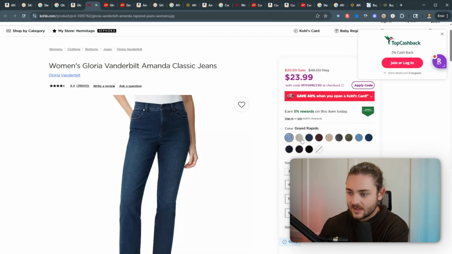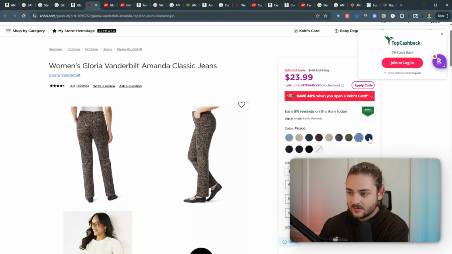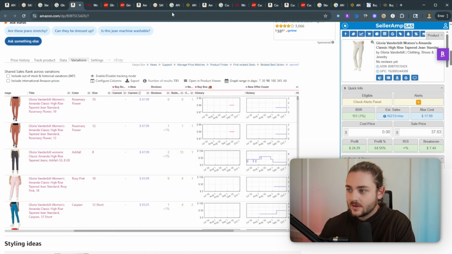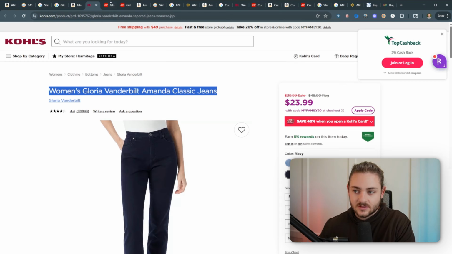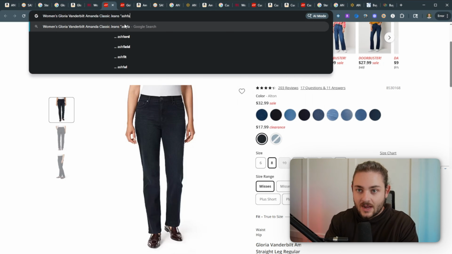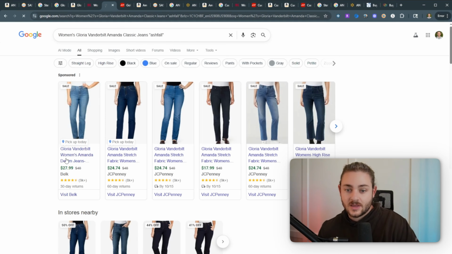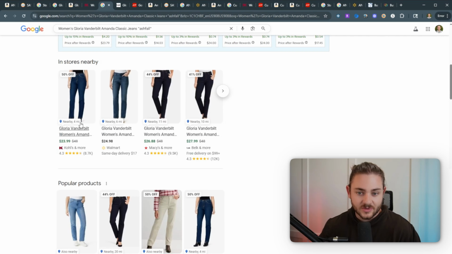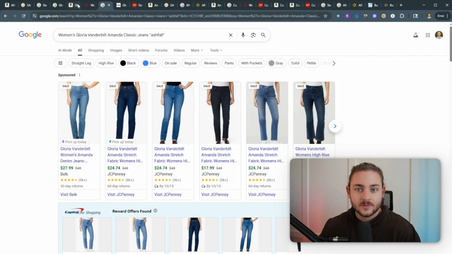Let's see if we have that color on this listing. That could be another good profitable item here. Black Noir. Okay, not seeing that immediately. I do want to go ahead and see if we can find it though. So let's go jeans right there, and then I'm going to put Ashfall in quotation marks to make sure that it is in the search results. And if nothing shows up, then probably not being sold anymore. So I'm not seeing it pop up, so it's probably like a discontinued color.